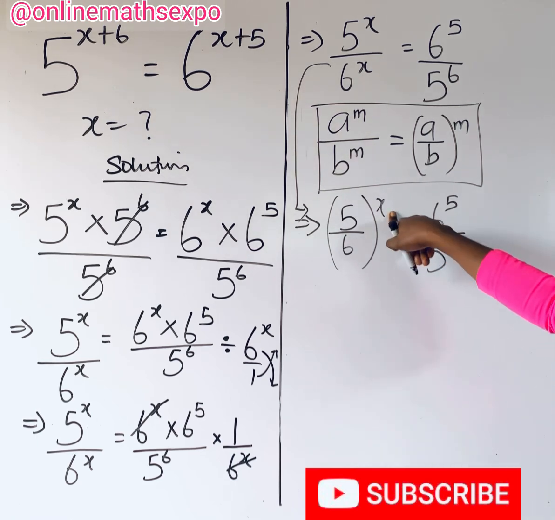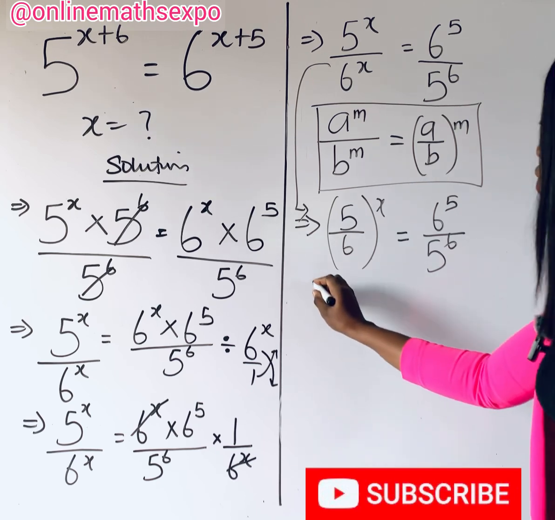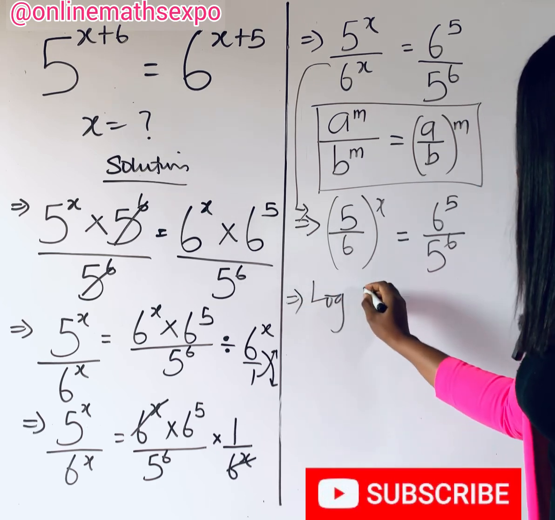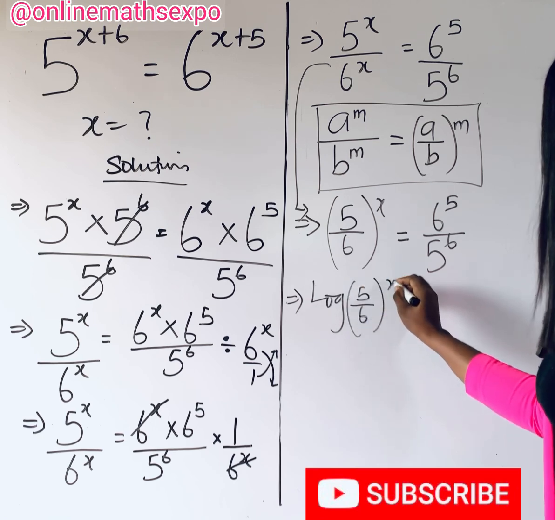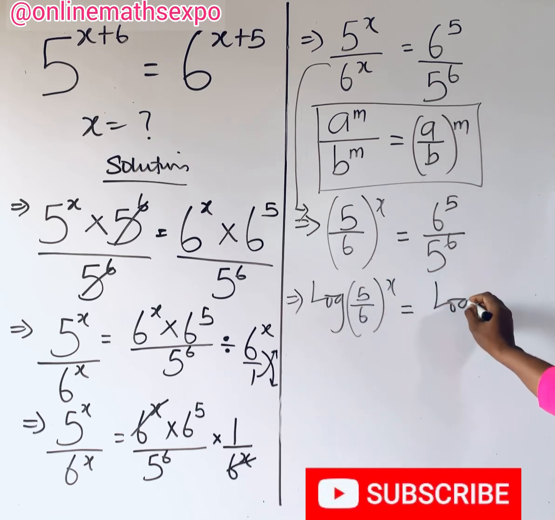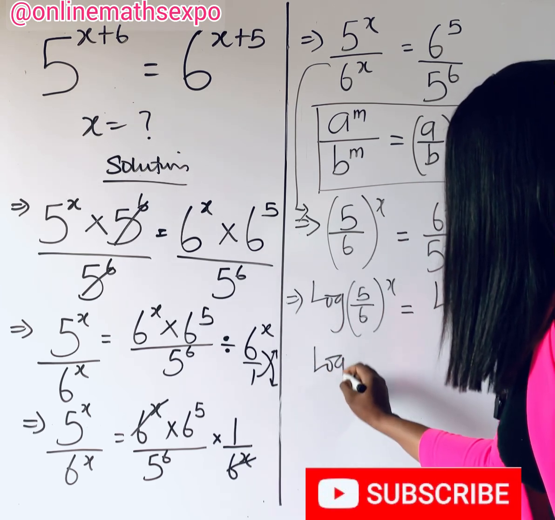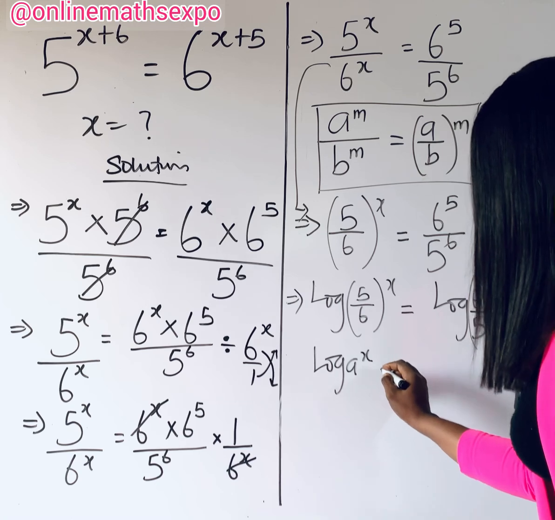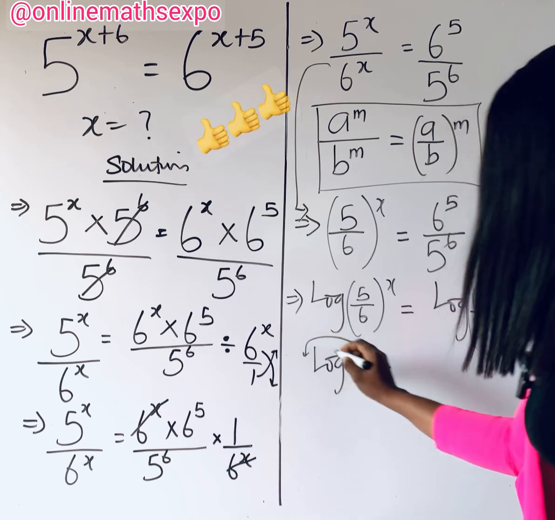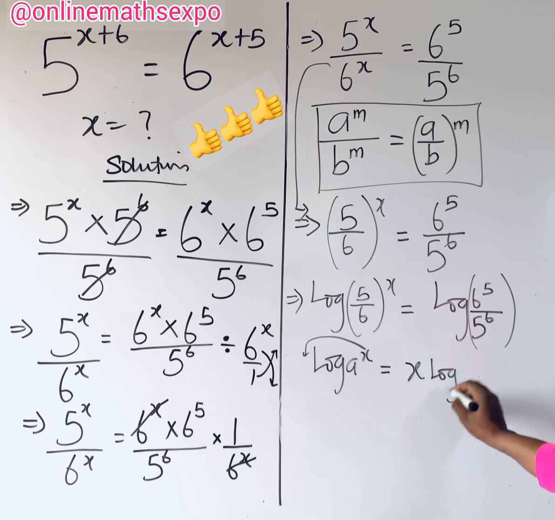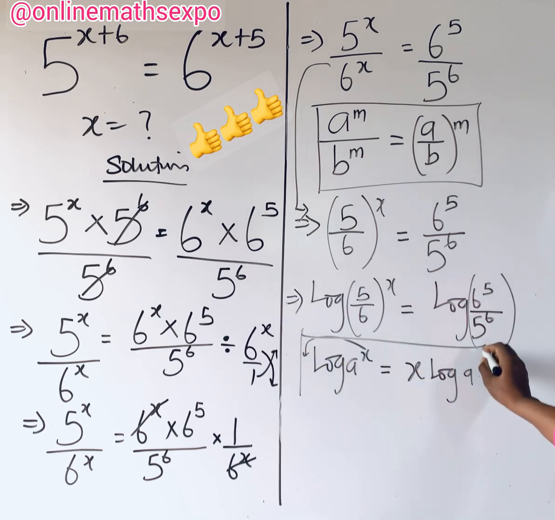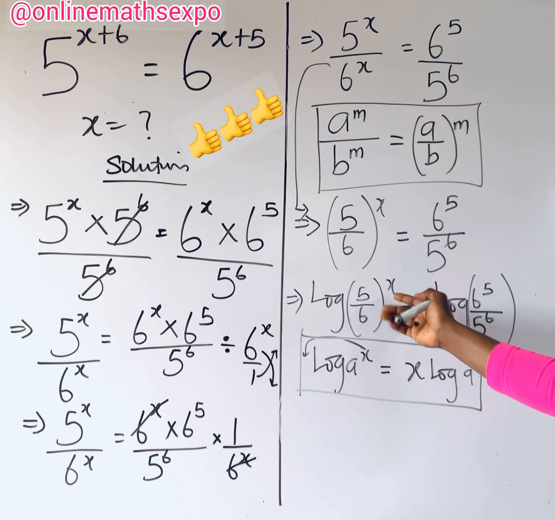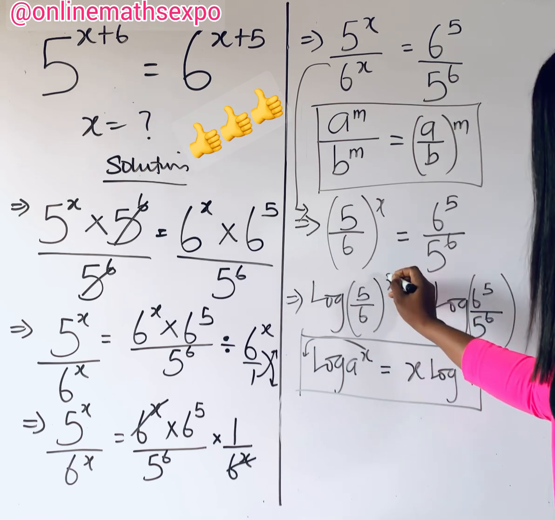Now, to get your x, you need to take the log of both sides. So we have log of 5 divided by 6 to the power of x is equal to log of 6 to the power of 5 divided by 5 to the power of 6. Interesting. Now, what do you do next? Just remember that for every log of a to the power of x, it means that this power multiplies the log. So it gives you x log a. So this rule is going to guide us. Now, this x, as the power, is going to multiply the log.